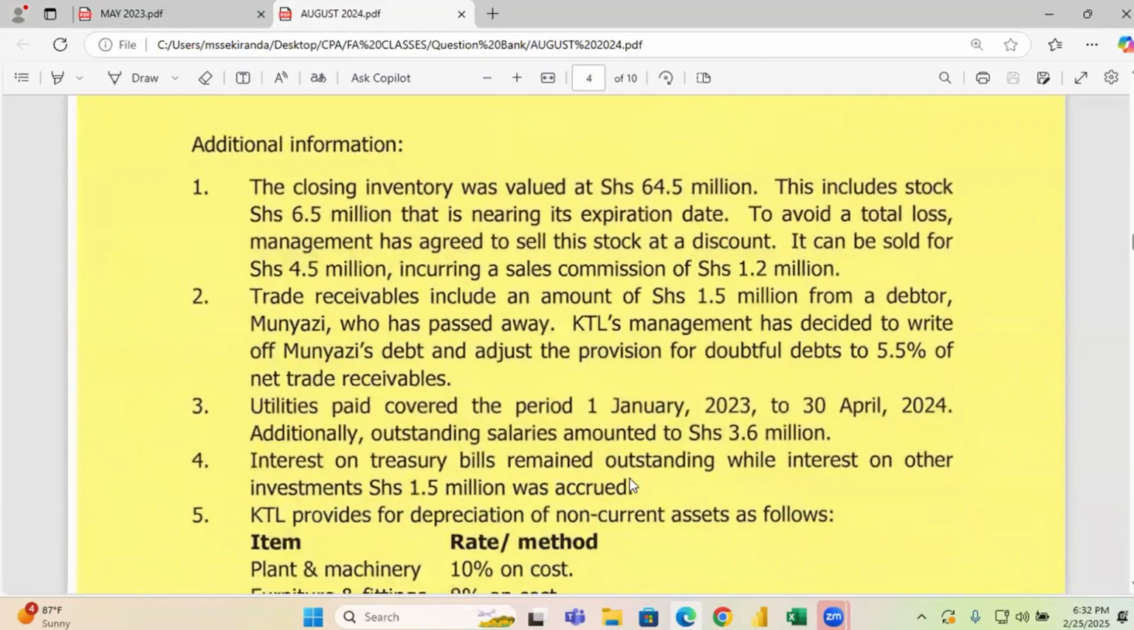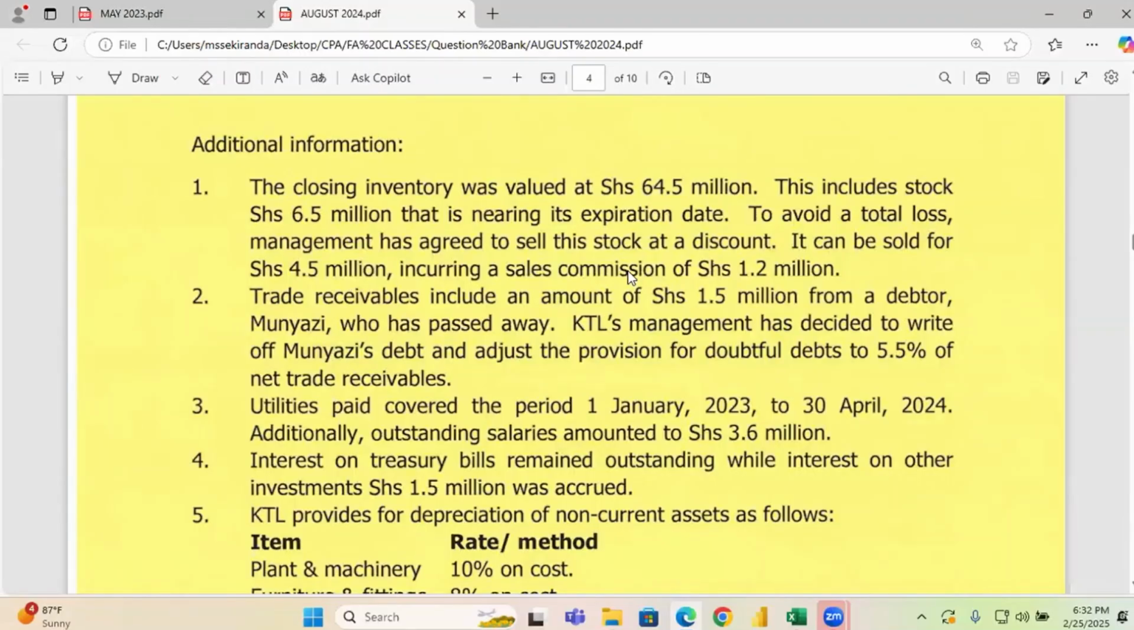Note 1, the closing inventory was valued at 64.5 million. That is our closing inventory. But they are telling you this includes stock of shillings 6.5 that is nearing its expiration date. To avoid a total loss, management has agreed to sell this stock at a discount. It can be sold for 4.5. Remember, its cost is 6.5. But since it is nearing expiration date, it can be sold at 4.5, including a sales commission of 1.2.